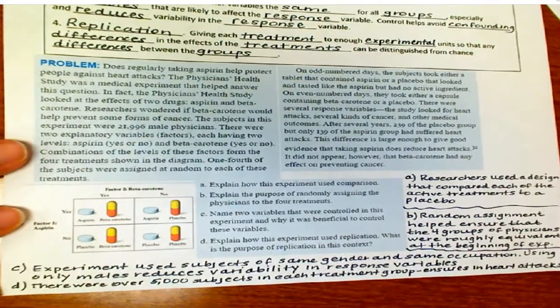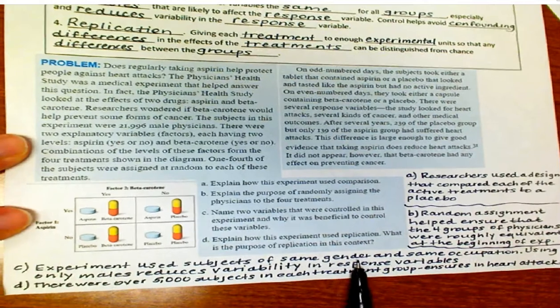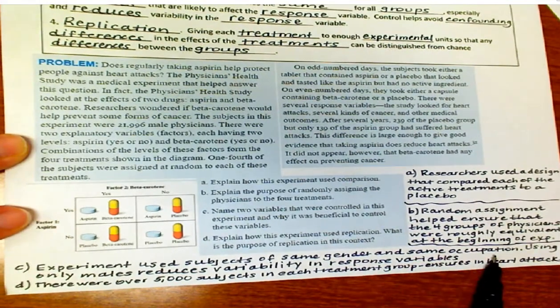So the experiment used subjects of the same gender and the same occupation. Using only males reduces variability in response variables. The other thing I think was with the physicians, maybe they have the same stress level. So those were 2 variables that were controlled in the experiment. And just using the same gender and same occupation kind of reduces variability due to other aspects.